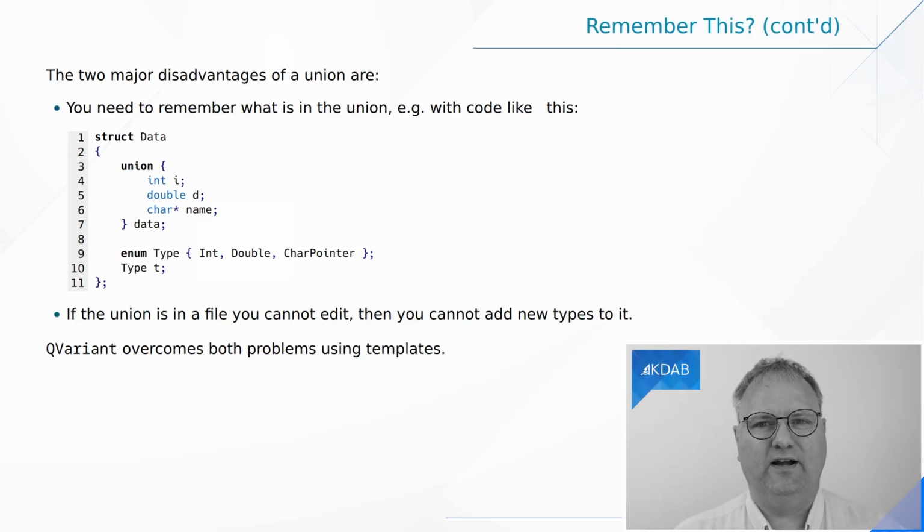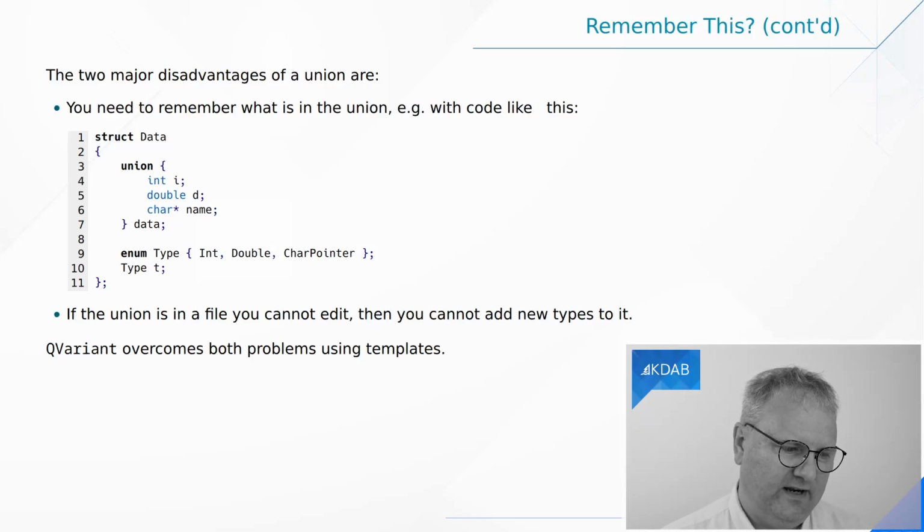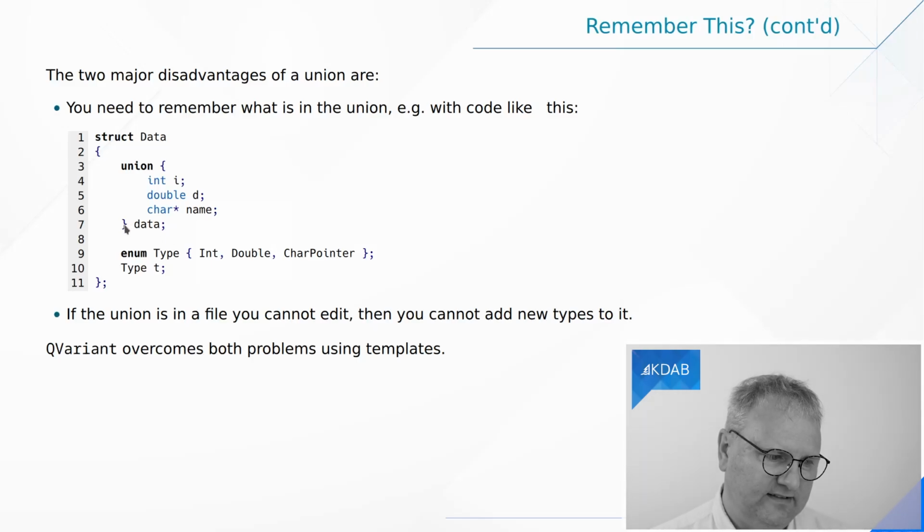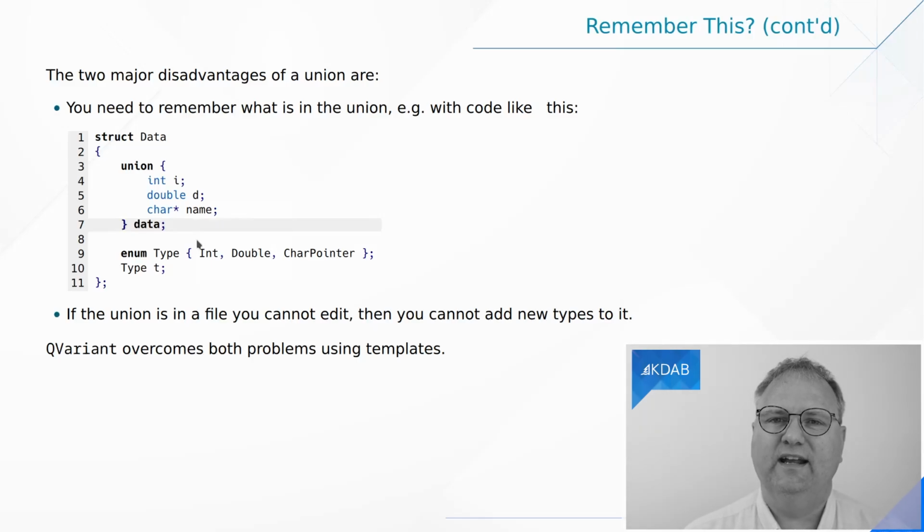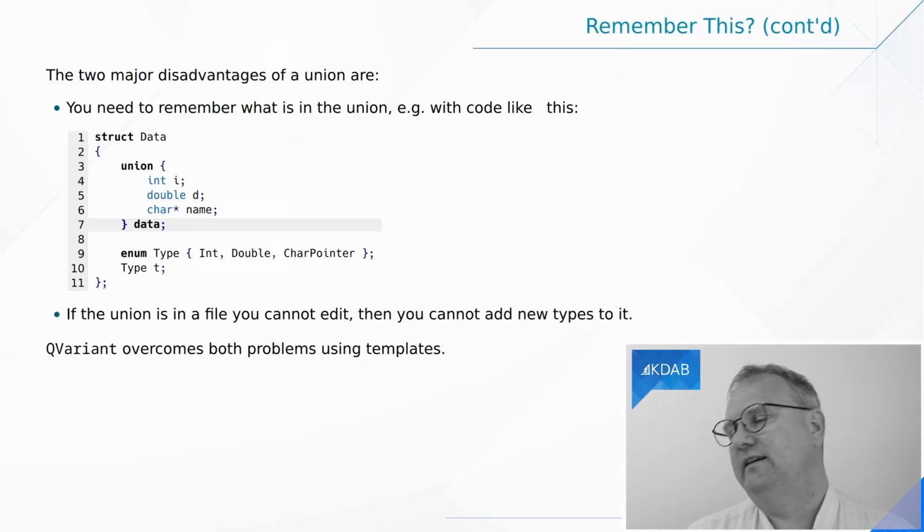Oh yeah, that's right. Problem number 2 is that when I hit this line 7 here, when I hit this closing brace, it's game over. There is no more addition to your union. Yes, you just go to your editor and you'll open a line in between 6 and 7 and you'll add it there. Yes, I know.